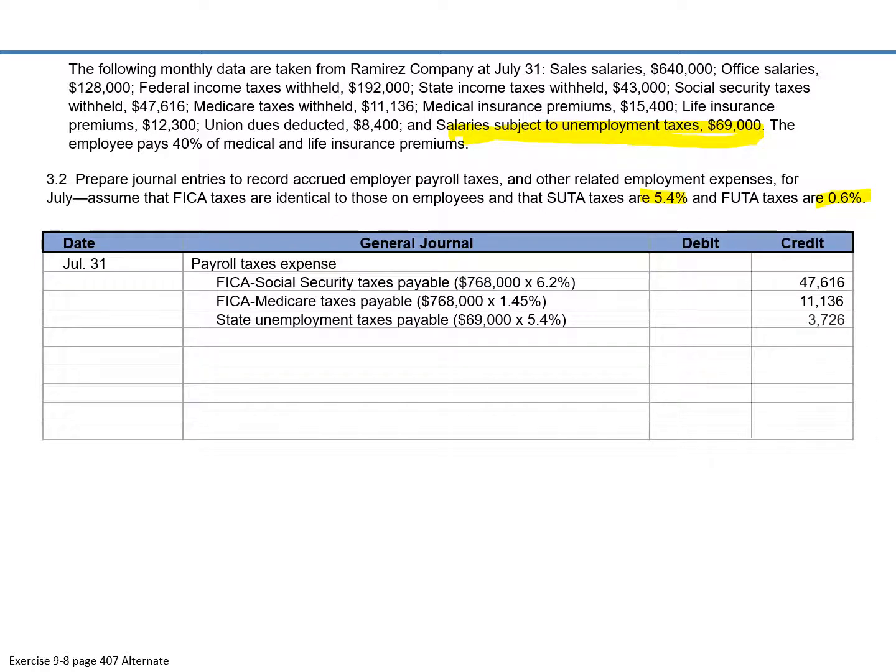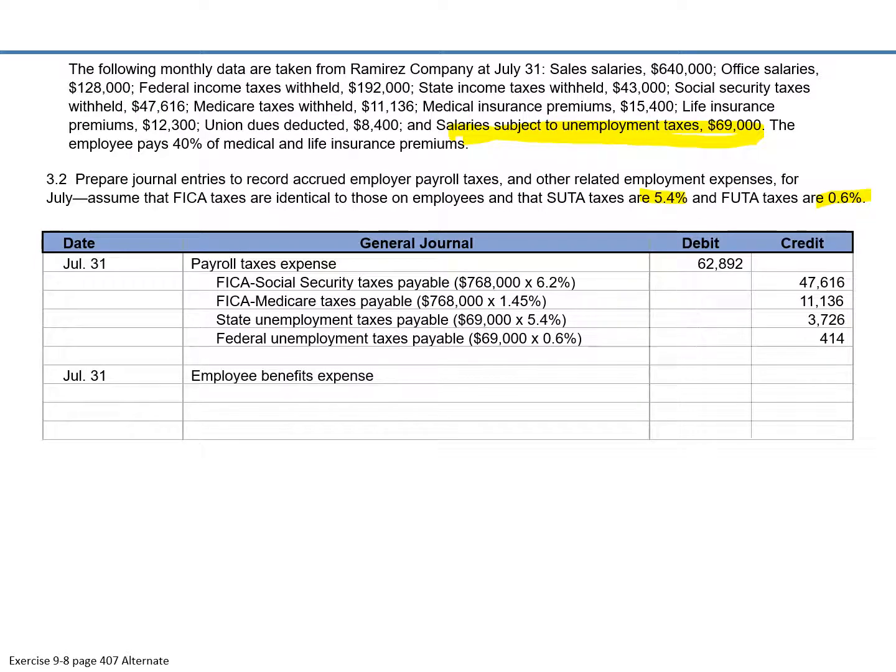So 69,000 times 5.4% is a state unemployment tax payable of $3,726. Federal unemployment taxes of 69,000 times 0.6% is $414. And then you have your debit to payroll tax expense for the sum total of all your credits of $62,892.